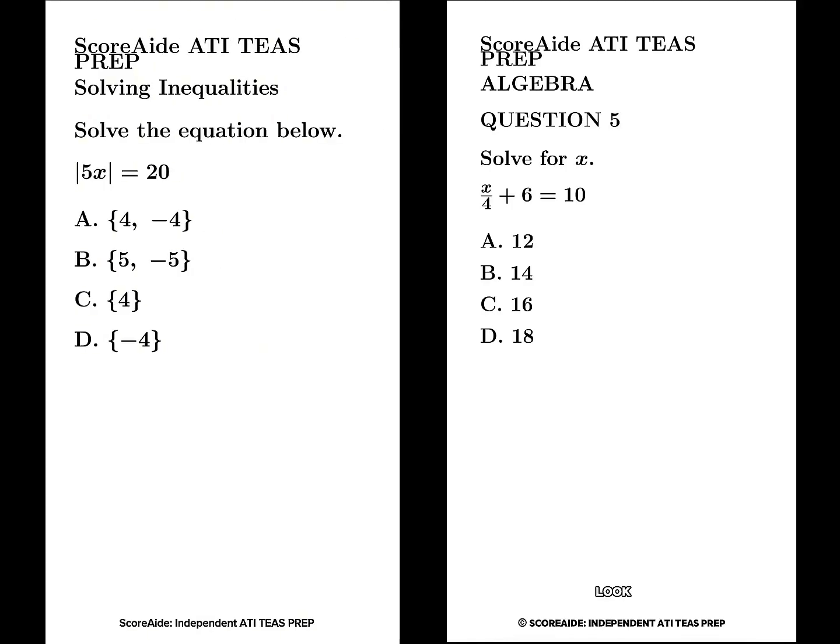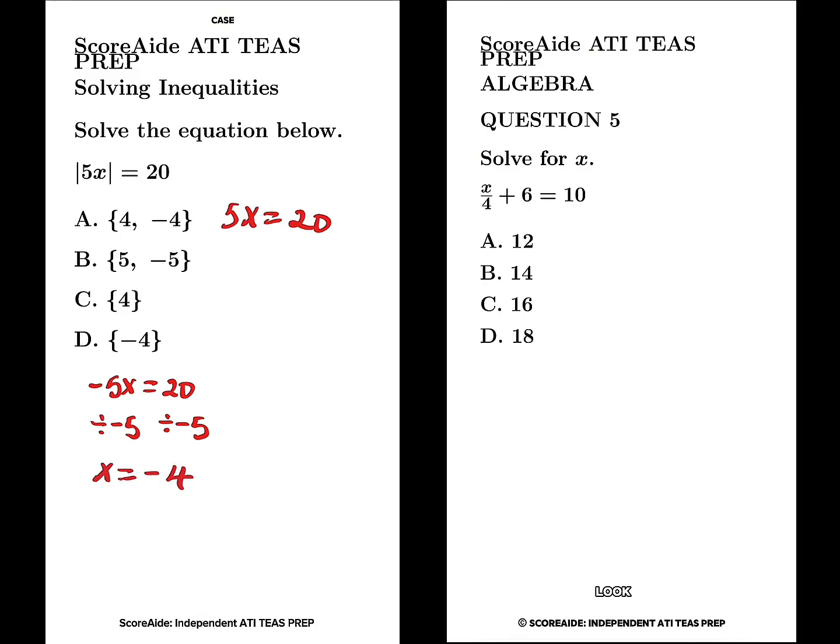Now solve the equation below. So in this case, we are still going to split it into two parts. The positive part, which is 5x is equal to 20, and the negative part, which is negative 5x is equal to 20. Now in this case, let's solve this one. We're just going to divide both sides here by negative 5, and x is going to be equal to 20 divided by 5, which is going to give us 4. So x is going to be equal to negative 4.